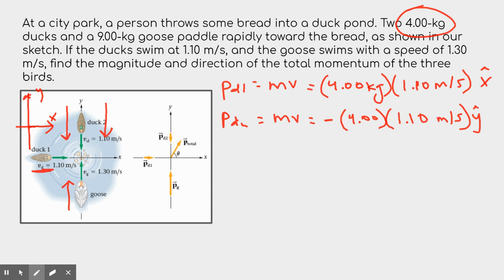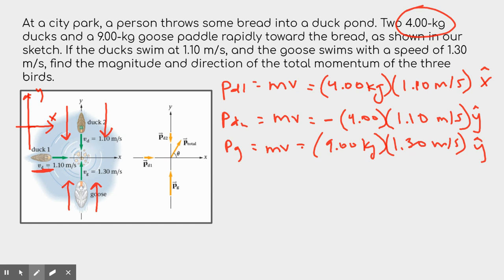And finally, let's do this for the goose. The goose is traveling only in the y direction, the positive y direction, so we don't need a negative. And its mass is 9 kilograms, and its velocity is 1.30 meters per second. Again, only in the y direction.